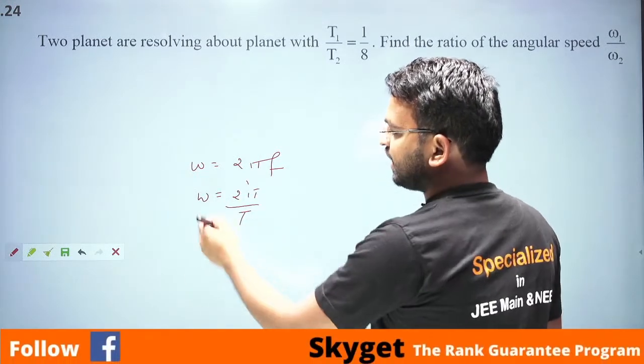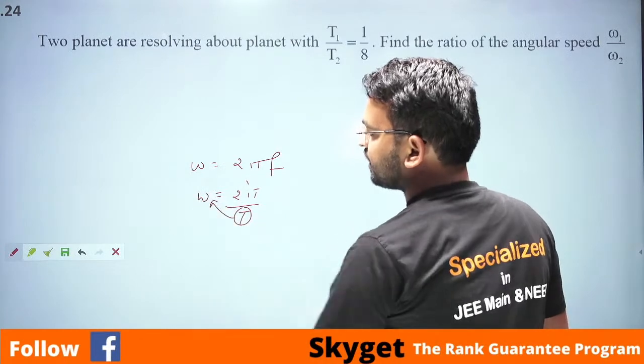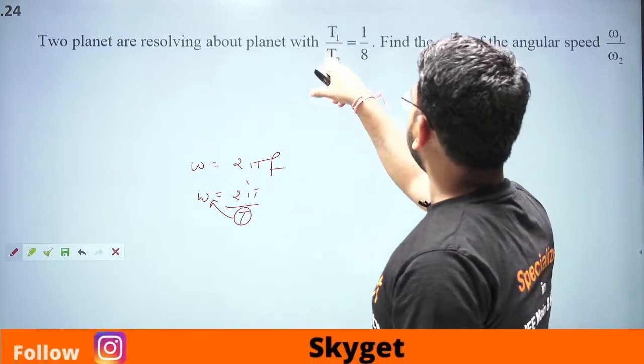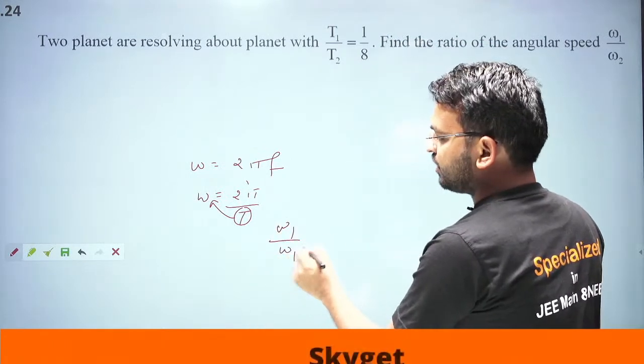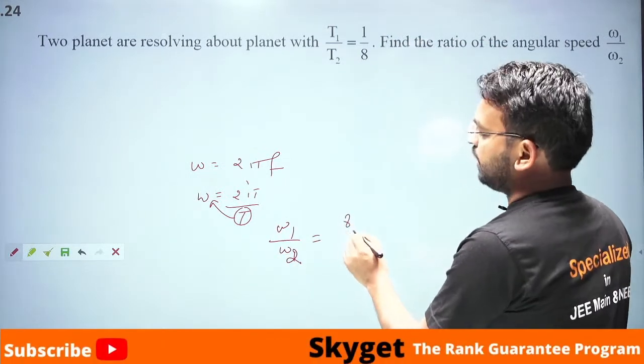So over here you can say that time period is inversely related to omega. Whatever the time period may be, angular frequency will be just opposite to that. So without wasting your time, you can directly say W1 over W2 will be 8 over 1. That's the answer.